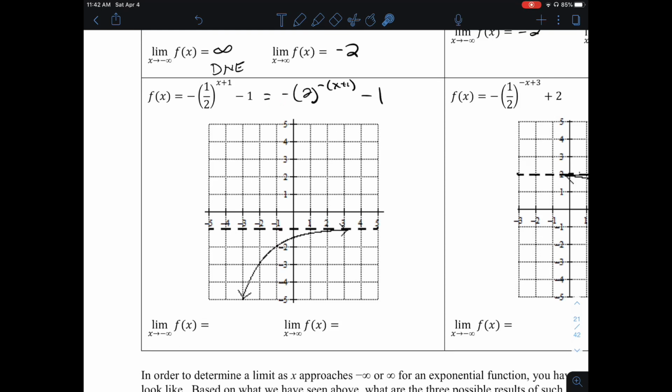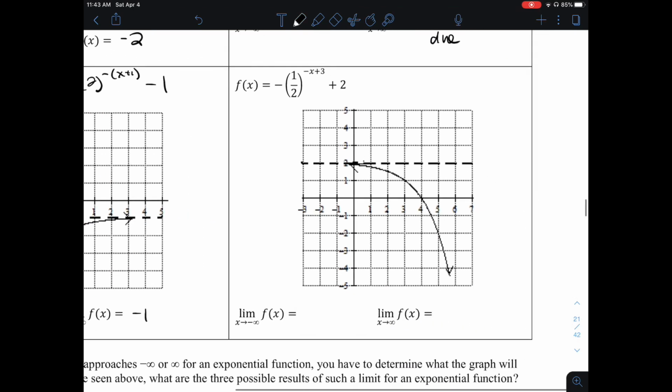Recall that if there are 2 reflections, an even number of reflections, then it's still growth. So as this function goes to the left forever, this function is approaching negative infinity. It means the limit doesn't exist. As this goes to the right forever, it's approaching that horizontal asymptote of -1.